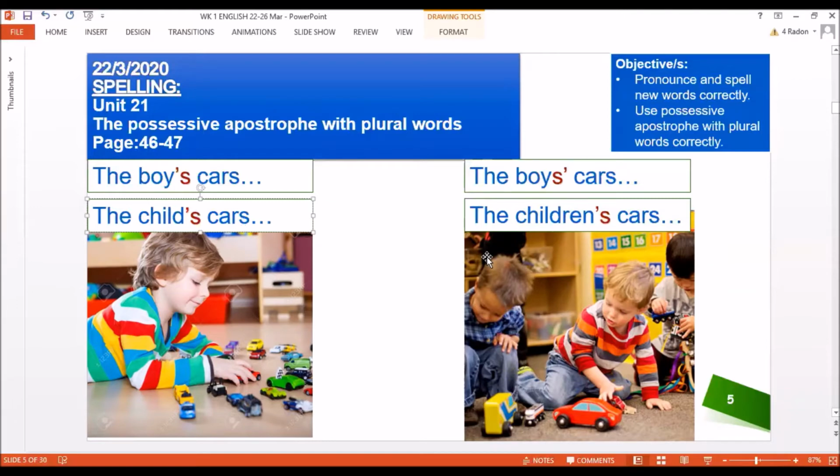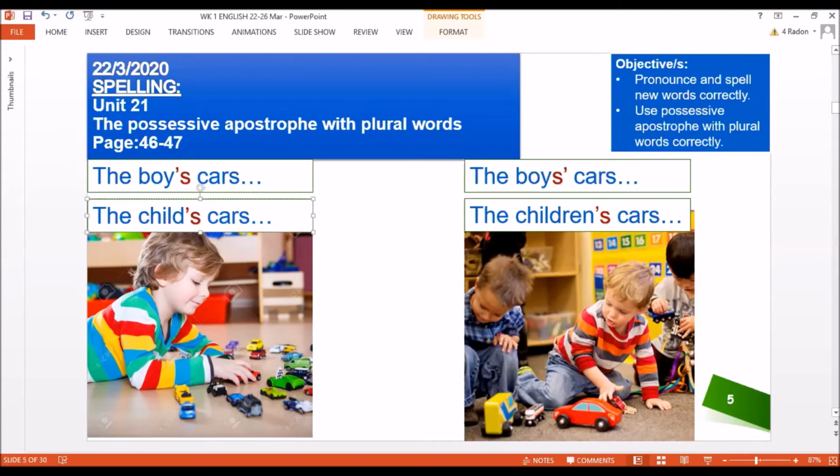Now what if we have more than one child? We have one, two, three boys here. So we write the boys apostrophe cars. Why do we use boys now? Because we have more than one boy. Instead of saying the child's cars, we now use children, which is the plural form of the word child. So we write the children apostrophe s cars because we have more than one child.